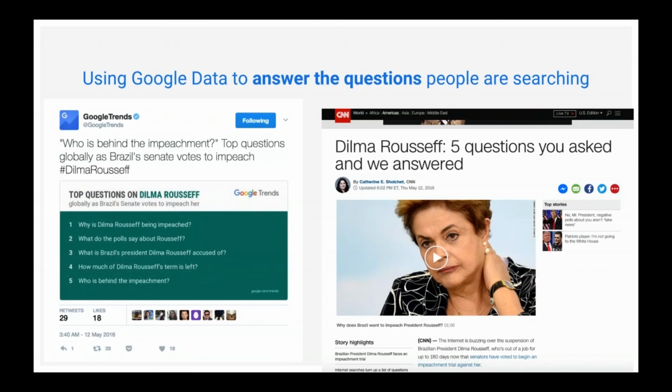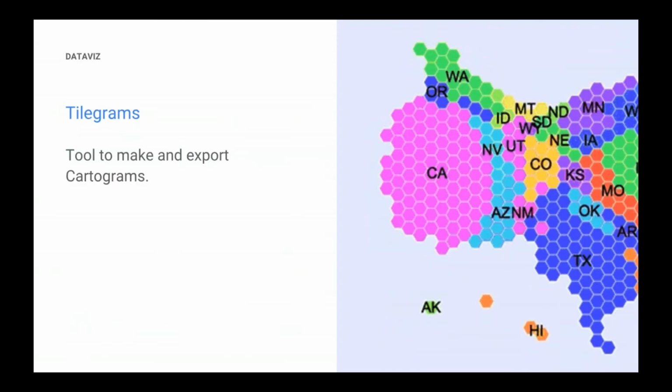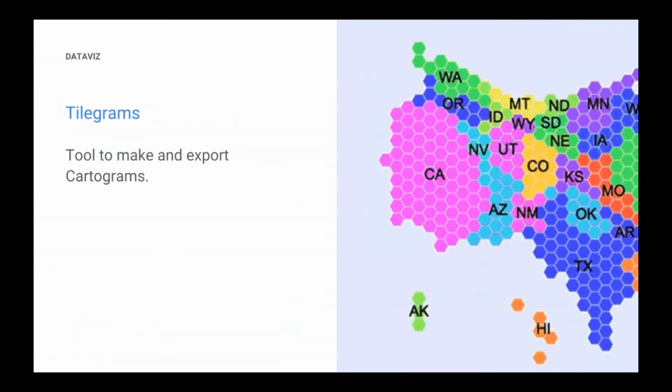So, for example, in Brazil, taking a look at top questions, the top 5 questions on Dilma Rousseff. This is one of those featured insights that we provide at the top of our page on Google Trends. And this was used by a few different organizations to help tell the story about what's going on in Brazil around Dilma Rousseff. And again, CNN used this, 5 questions you asked and we answered. Now, they didn't put a graph in there, they didn't put a visualization, but they did base their story off of the questions that were being asked right within Google search. So again, a really powerful way to figure out what stories people are interested in and what you might want to be working on. Now, there's other tools to take and visualize Google Trends data.